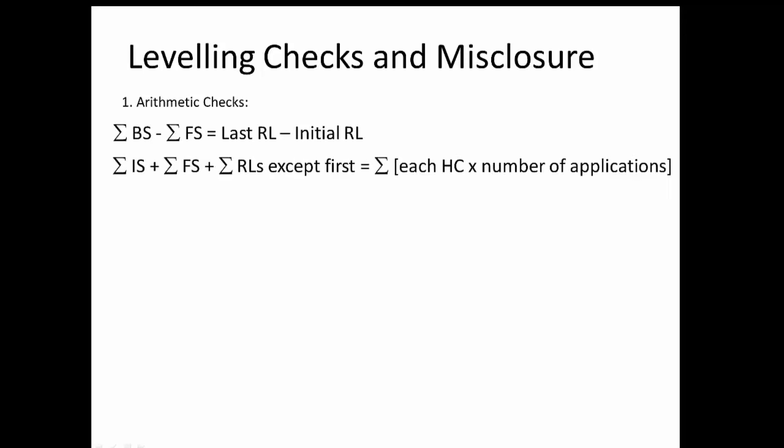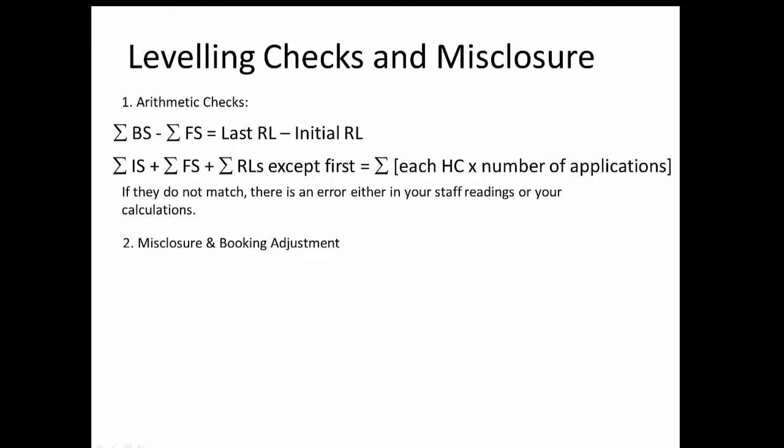The second check is only used when you have intermediate sites. It is the sum of the intermediate sites, the sum of the foresights, plus the sum of the reduced levels except the first reduced level, and that should be equal to each height of collimation multiplied by the number of times that height of collimation is applied in calculations. If the left hand and right hand side of these equations don't match, then there's either an error in your staff readings or your calculations. So you need to go back and check.